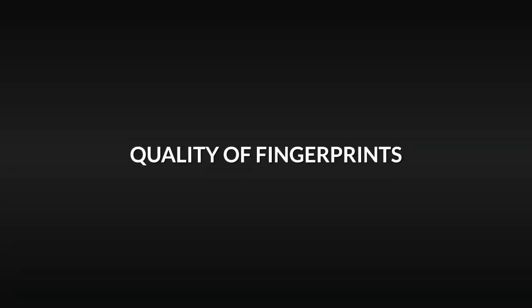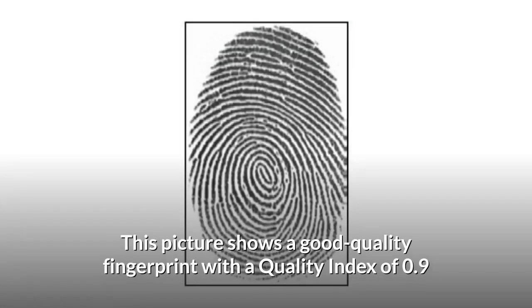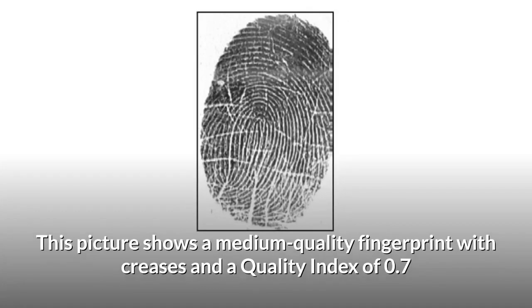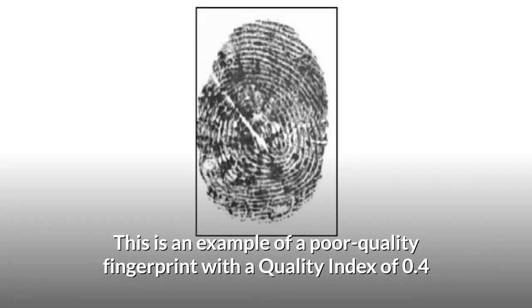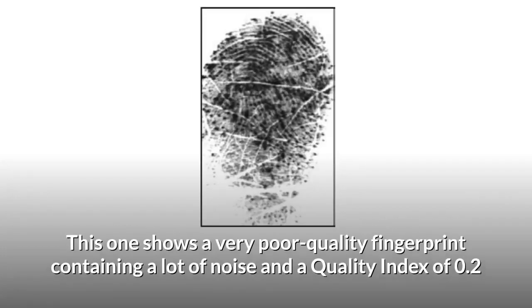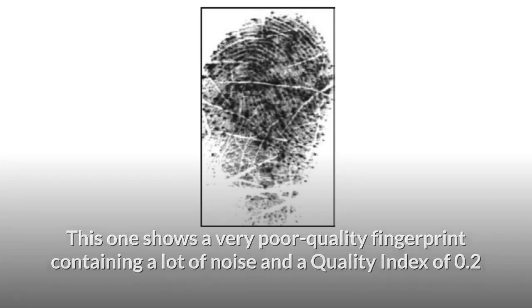Quality of fingerprints. This picture shows a good quality fingerprint with a quality index of 0.9. This picture shows a medium quality fingerprint with creases and a quality index of 0.7. This is an example of a poor quality fingerprint with a quality index of 0.4. This one shows a very poor quality fingerprint containing a lot of noise and a quality index of 0.2.